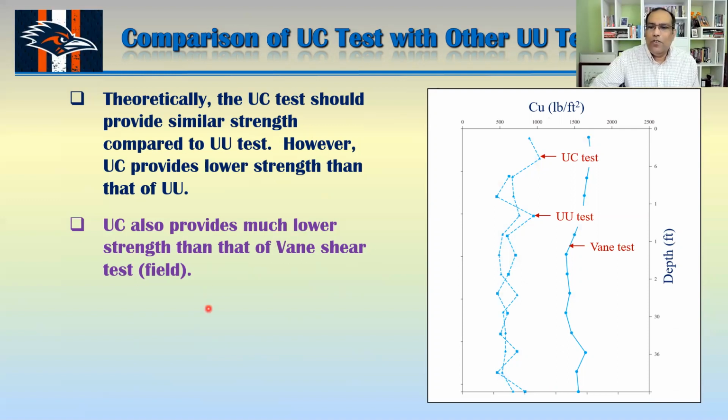So usually if you see here, this is your UU test, the triaxial unconfined undrained test, and this is the unconfined compression test here. This value is usually very close to your UU test, but you can see this is the vane test, which is done in the field. So most of the time your UC test is much lower than the field test, which is the vane shear test. Okay.